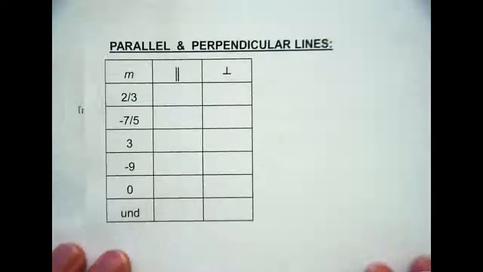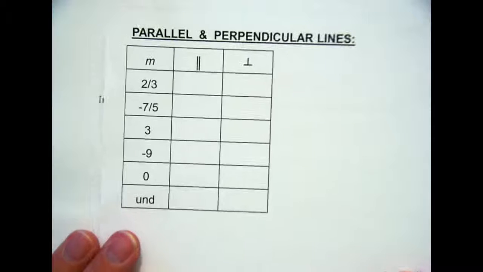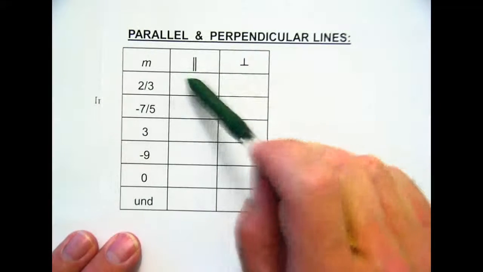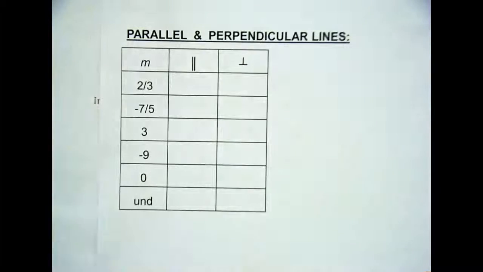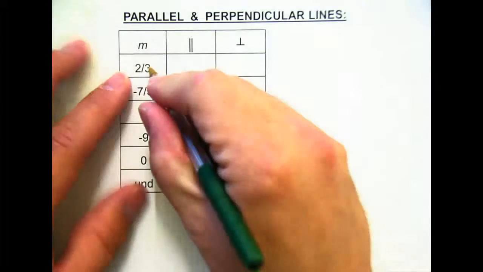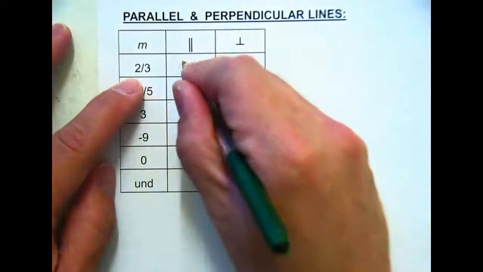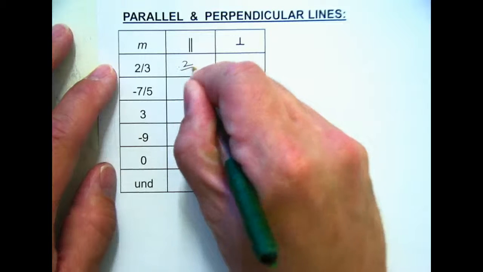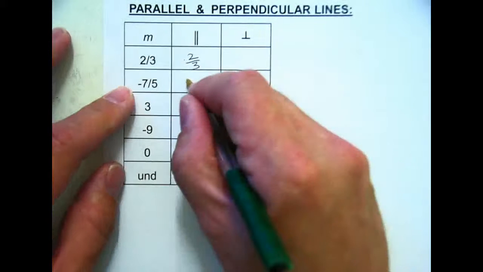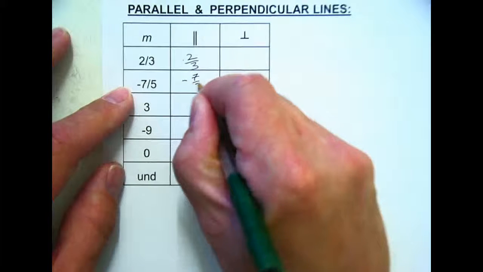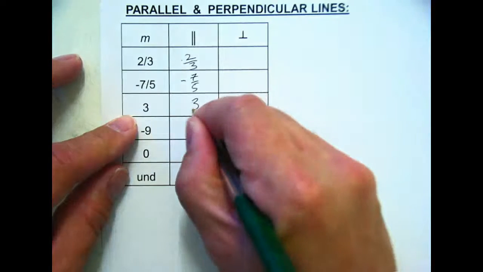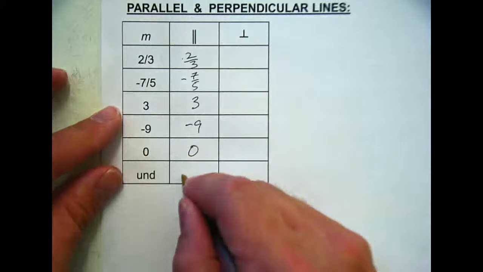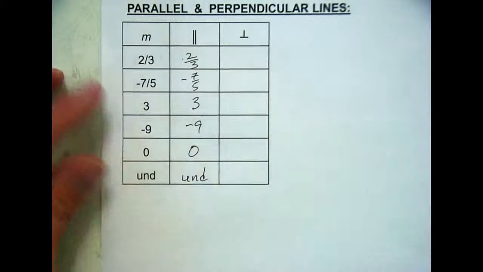Okay, well, let's see if you understand parallel and perpendicular. I want you to complete that. If the slope is 2/3, what's a slope that's parallel? What's one that's perpendicular? Go ahead and fill that out, please. Okay, let's check it out. A parallel to 2/3 is 2/3. Parallel to -7/5 is -7/5. Parallel to 3 is 3. Parallel to -9 is -9. Parallel to 0 is 0. Parallel to undefined is undefined. Good. They're exactly the same, right?